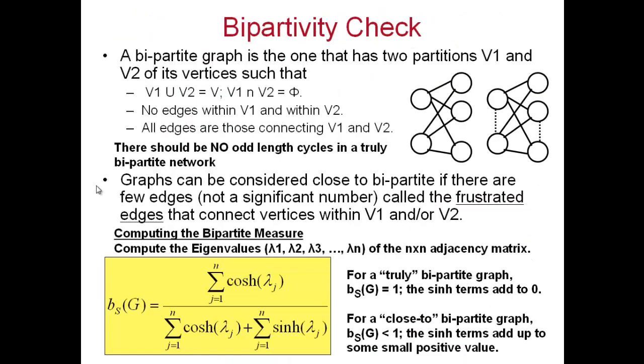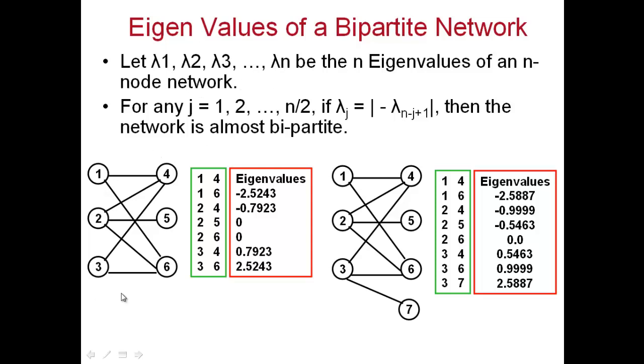Now let us go back to this case. This is a graph of 6 vertices, an even number. So we're going to have 6 eigenvalues. Now you have 0, which is an image of this 0. This negative 0.7923 is an image of this, and then this one. So they can be mapped to each other.